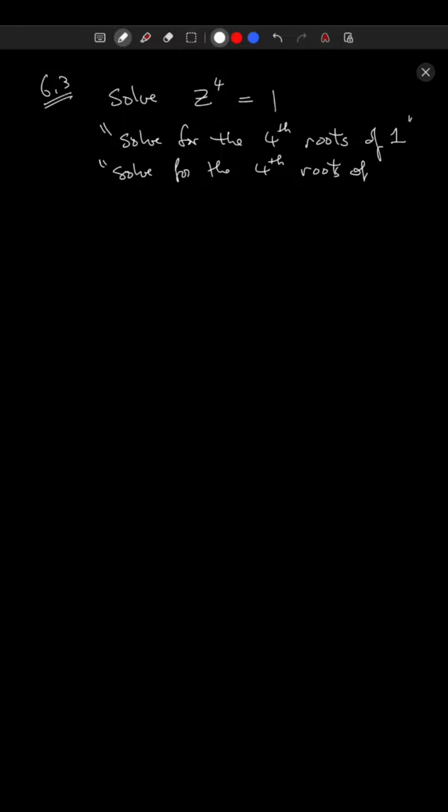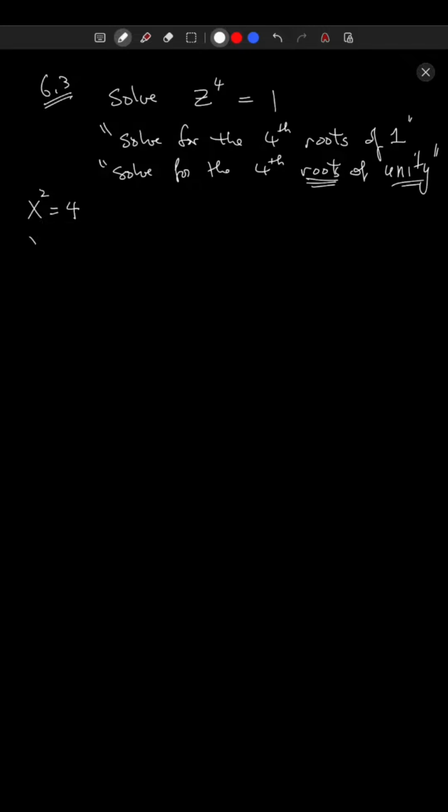So unity means 1. All right, so 4th roots of unity. The roots of unity are actually really important. So if you want z to the 5 equals 1, those would be the 5th roots of unity. Z to the 10 equals 1, that would be the 10th roots of unity, and so on. All right, so these are roots of unity because, for example, if you're solving for x squared is equal to 4, you're solving for the root of 4, right?